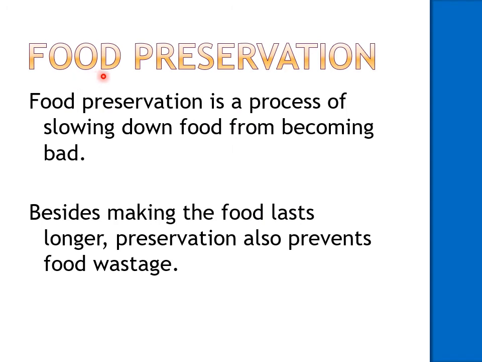So what is food preservation? Food preservation is a process by which spoilage of food is prevented using either chemical or physical methods. Or in simple terms, we can say that it is a process of slowing down food from becoming bad.